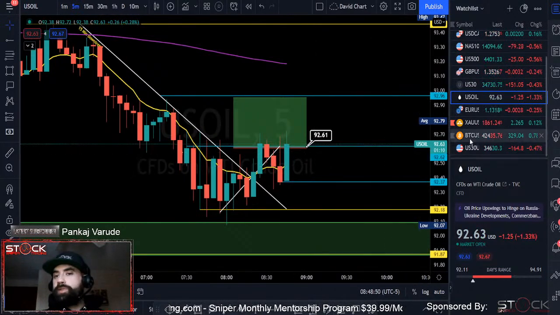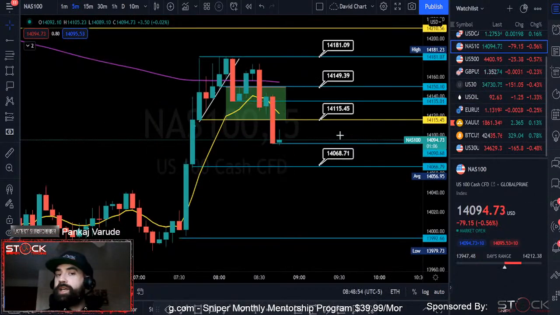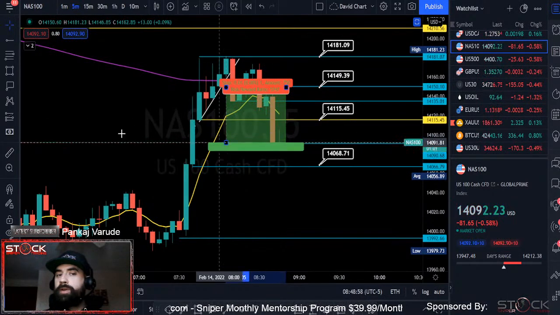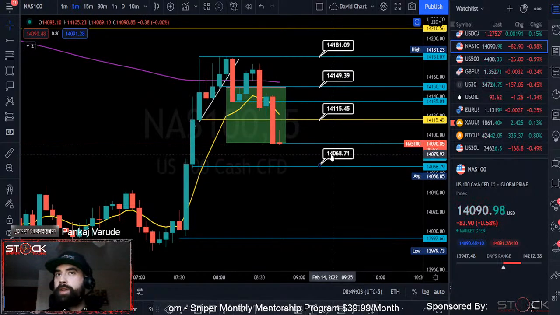Gold is still pushing, guys. Okay, so let's go check out gold for 1 second, though. I want to see Nasdaq. Okay, Nasdaq is still getting a little bit of rejection here. Okay, there's a long top wick. Okay, overall target might be that 14068.